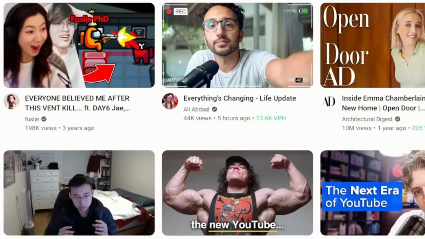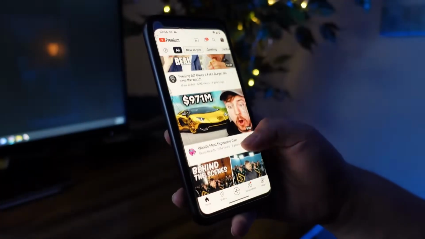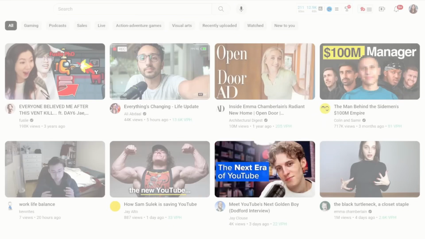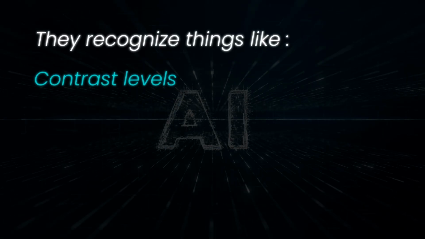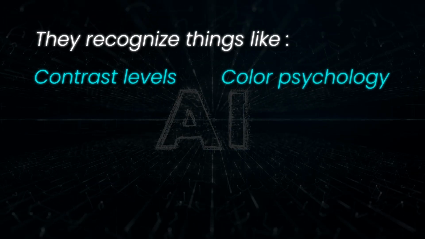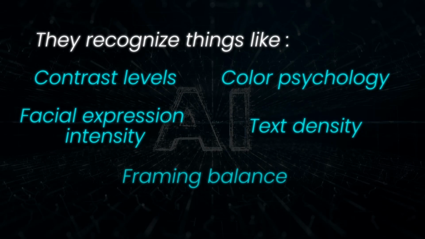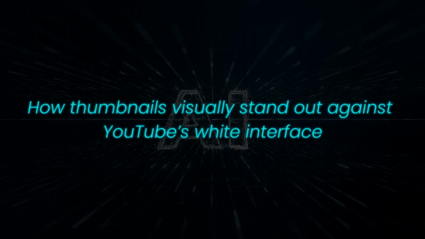Modern AI thumbnail tools are trained on massive amounts of performance data. They analyze millions of thumbnails across different niches and detect patterns that consistently drive higher click-through rates. They recognize things like contrast levels, color psychology, facial expression intensity, text density, framing balance, and how thumbnails visually stand out against YouTube's white interface.